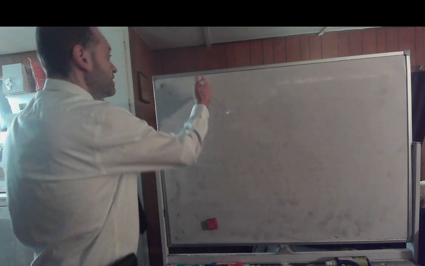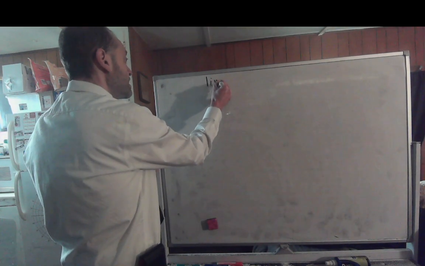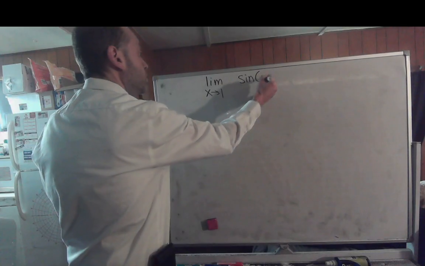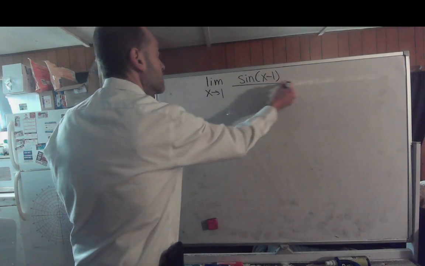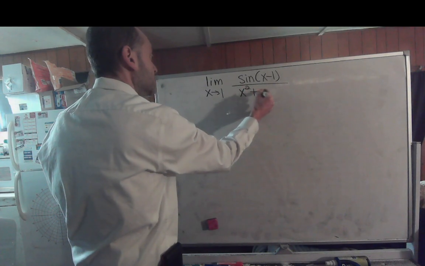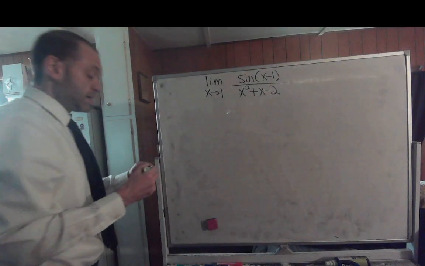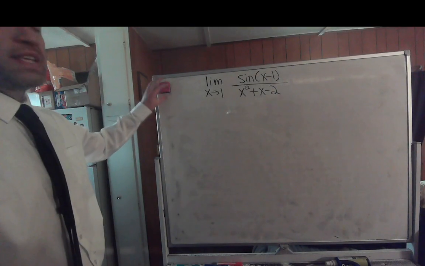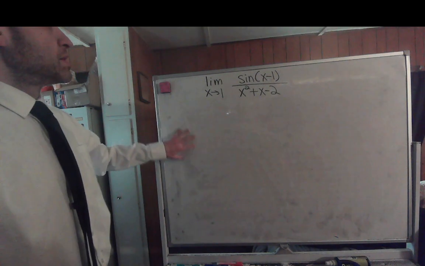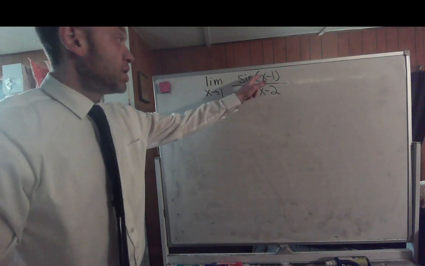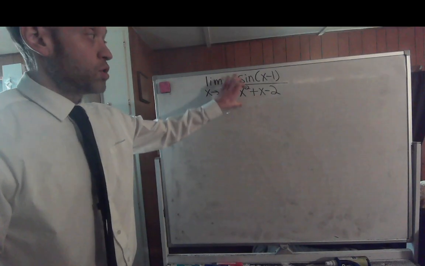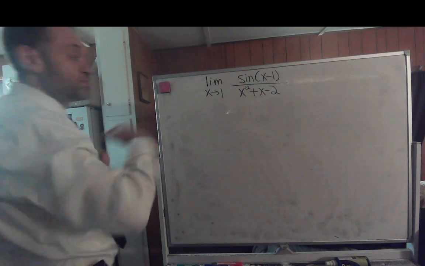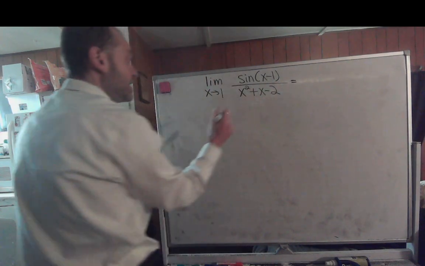Alright, so we have the limit as x approaches 1 of the sine of the quantity x minus 1 all over x squared plus x minus 2. At first glance, this doesn't look very friendly, but you're going to see it's not that bad at all. So you notice, of course, if you put in 1 for any of these, you'll end up with 0 over 0, which would be indeterminate. But we can definitely factor that denominator.